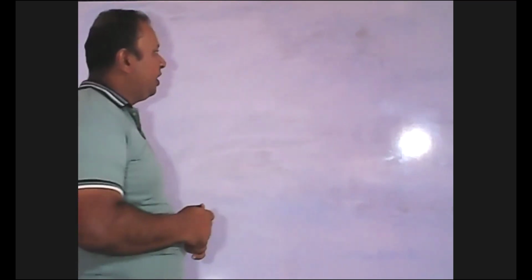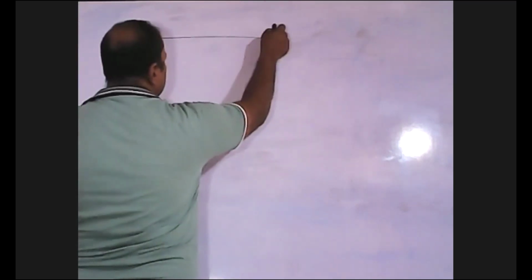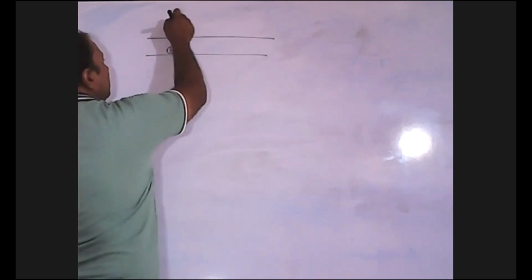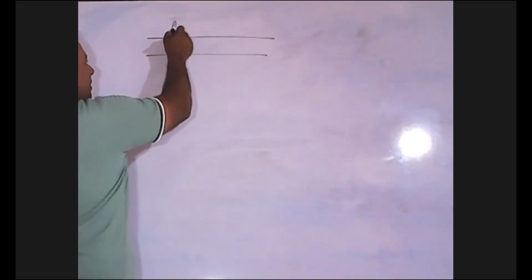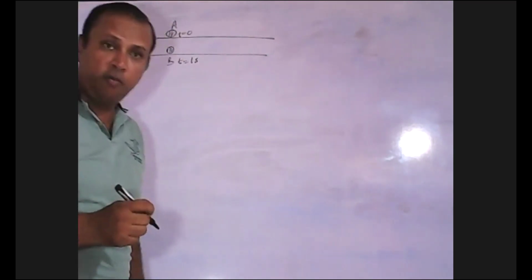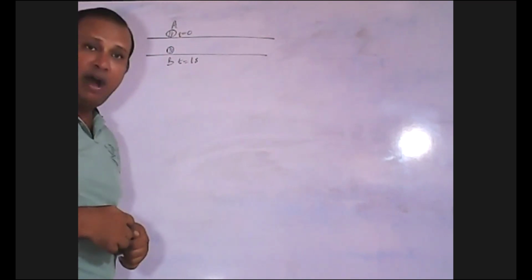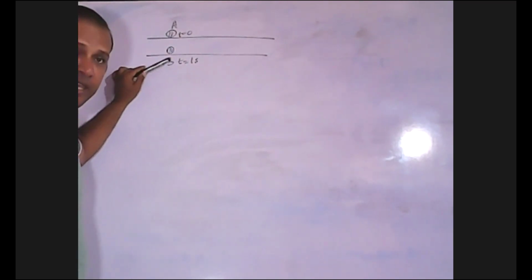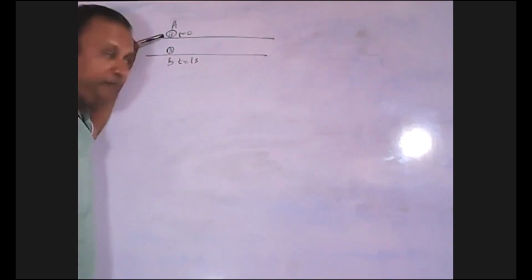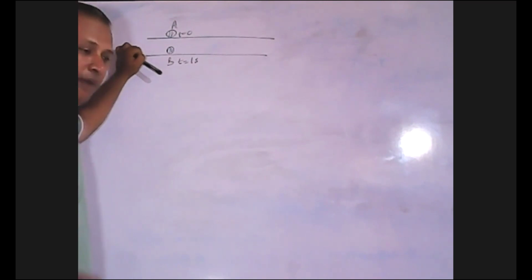Okay, second question. There are two vehicles, A and B. They have started their movement from the same starting point, but B starts its journey 1 second after A.